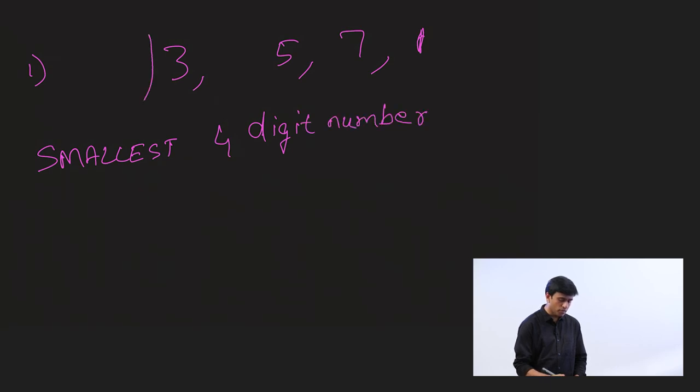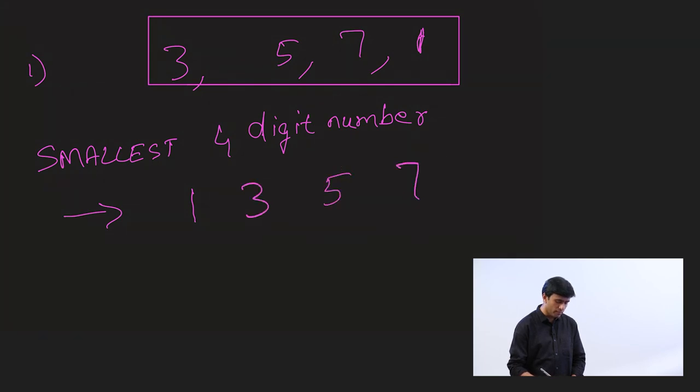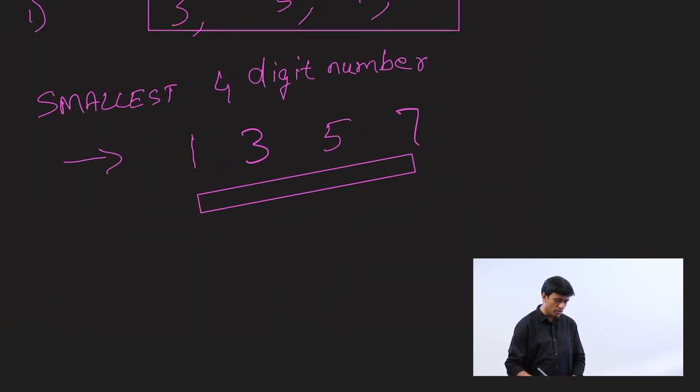That can be formed using these 4 digits. What do you think is the smallest 4-digit number that can be formed? Remember, to find the smallest number, the digits are in ascending order. So what is ascending order? Ascending order is you go from the smallest to the biggest. So what's the smallest digit? 1 followed by 3, 5, 7. This is your smallest 4-digit number.